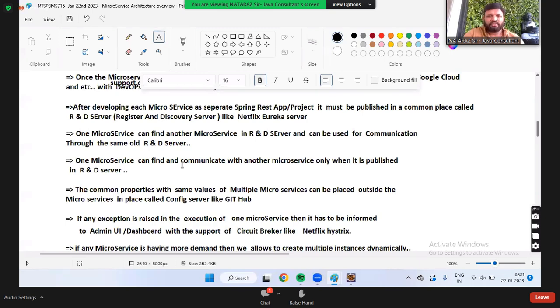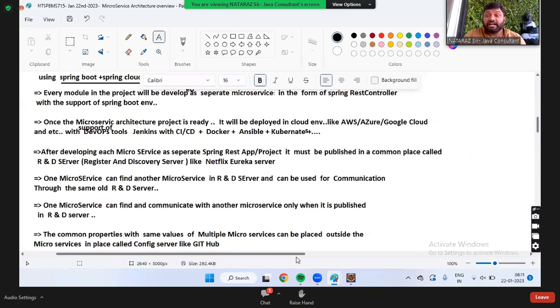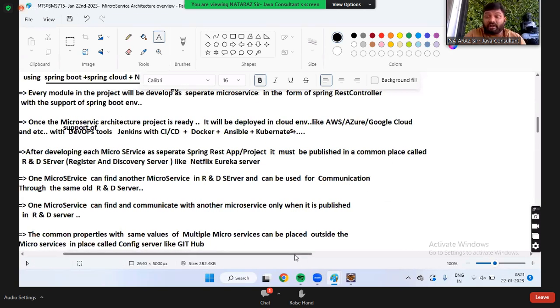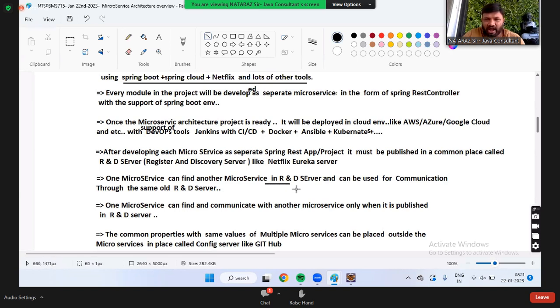Right. Super. Tell me, guys, after developing each microservice as a separate Spring REST application or project, it must be published in a common place called the registration and discovery server, like the Netflix Eureka server. Everyone understanding my statement, guys? The registration and discovery server, the Netflix Eureka server.